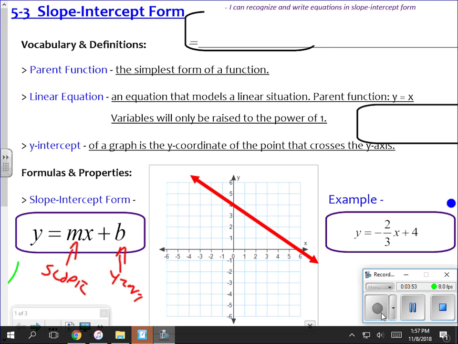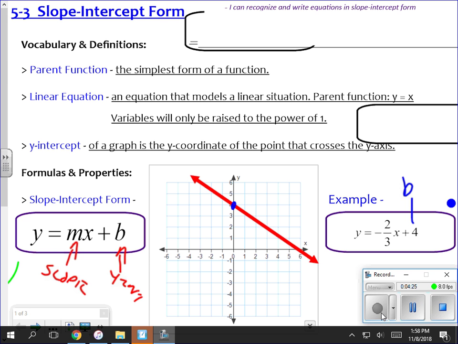An example is this one right here, and there's the graph for it. So we have y equals negative 2/3 x plus 4. This is our b, which is our y-intercept, is 4. That's where it crosses the y-axis. The point that it crosses the y-axis, that's our y-intercept. That's the letter b. In that equation, it's 4, so it crosses the y-axis at 4.